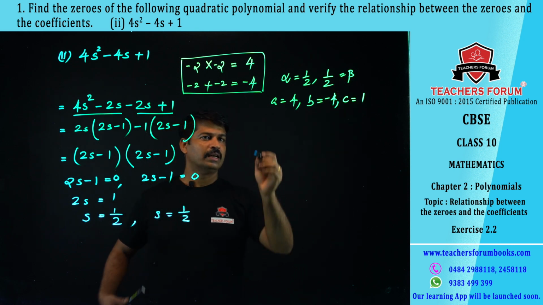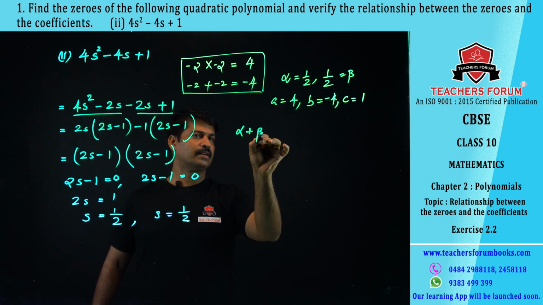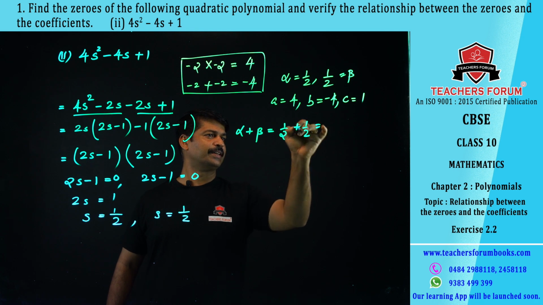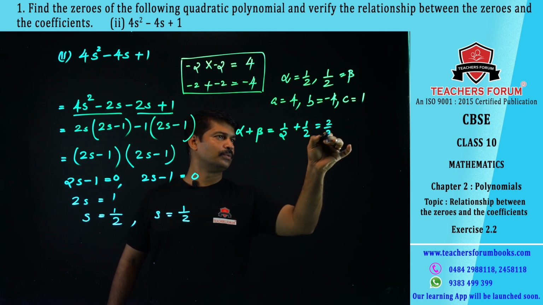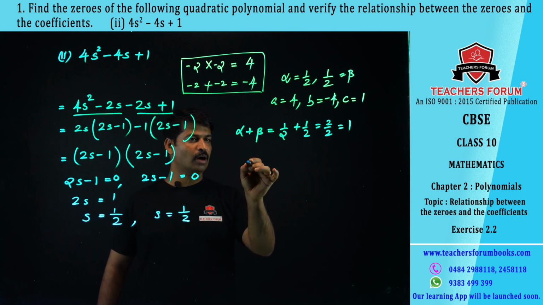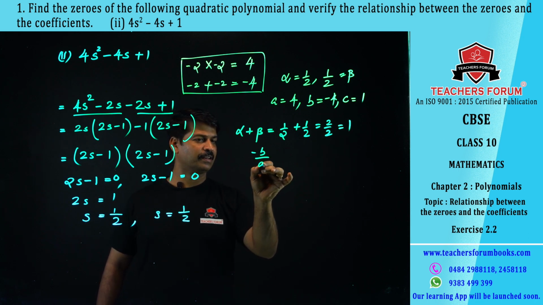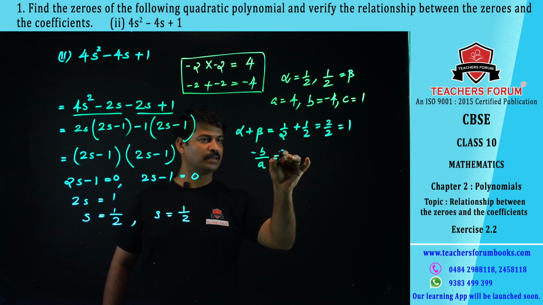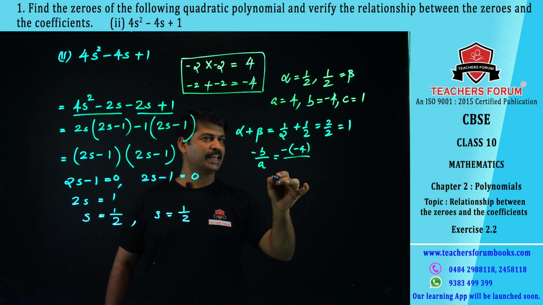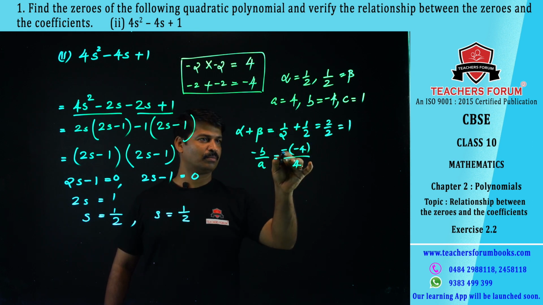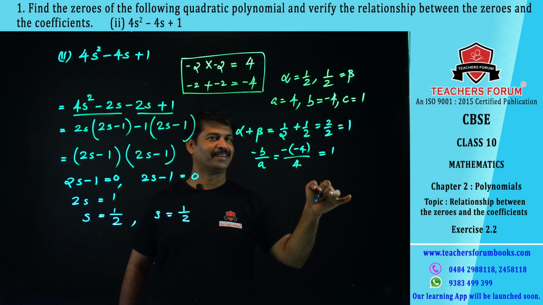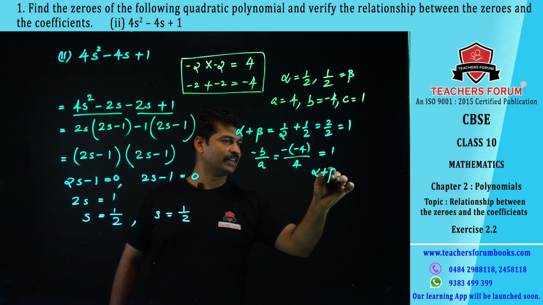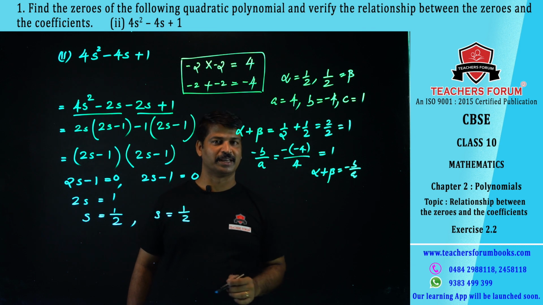Okay. So alpha is 1 by 2 and beta is also equal to 1 by 2. Alpha plus beta is equal to 1 by 2 plus 1 by 2, that is 2 by 2, that is equal to 1. Now let us find out what is minus b by a. What is b? B is minus 4. So minus b is minus of minus 4, by a. What is a? A is 4. So minus into minus is plus, 4 by 4, 1. So alpha plus beta is equal to what? Minus b by a. Okay. So alpha plus beta is equal to minus b by a.